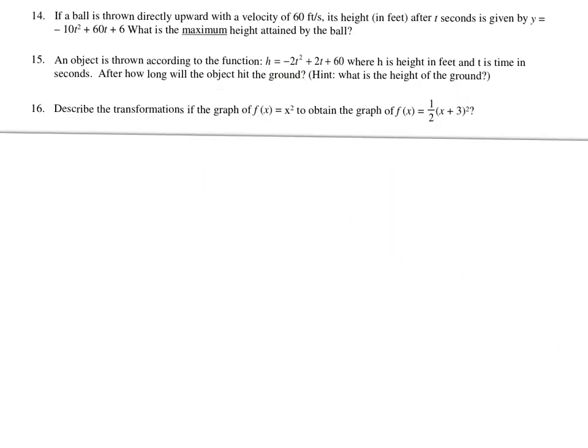All right, next up we need to describe the transformation. So we know that the plus 3 inside there is a shift left 3. And then the 1/2 out front, whenever that's less than 1, that is a vertical shrink.